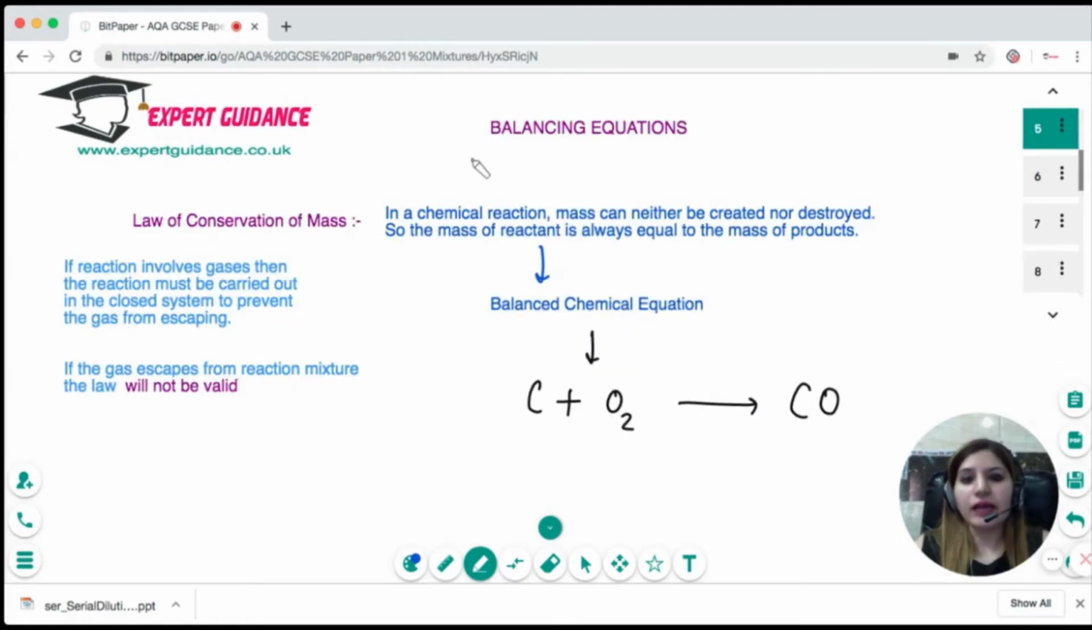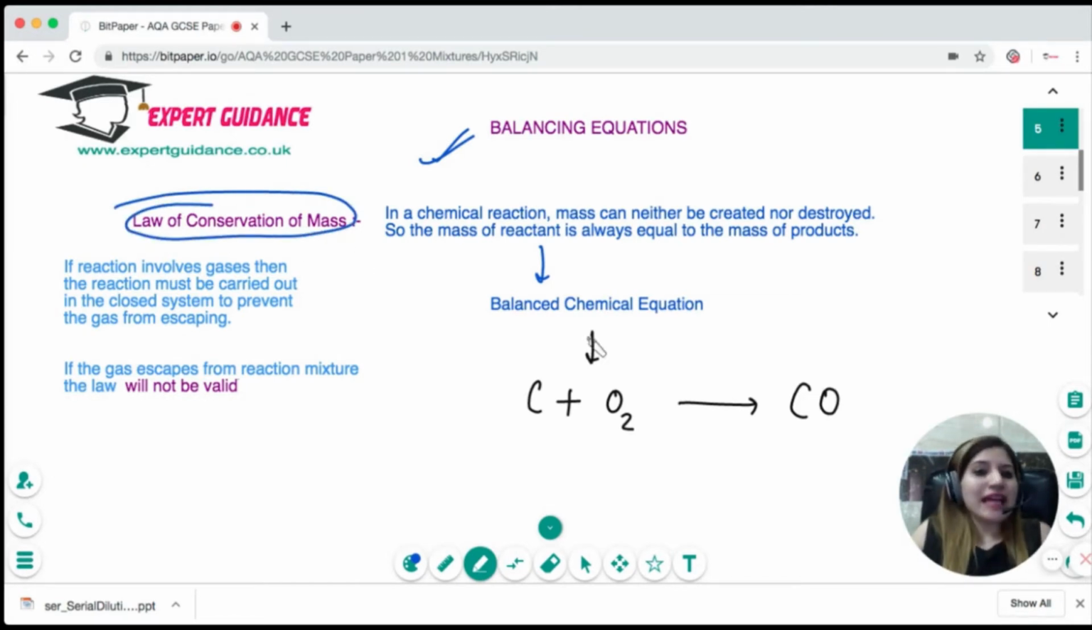Okay, now balancing equation. Balancing equation is based on the principle of the law of conservation of mass. Now, what is the law of conservation of mass? That mass can neither be created nor destroyed. So there is an equal mass of reactants that are being reacted, and the mass of the products will be equal to the mass of the reactants.